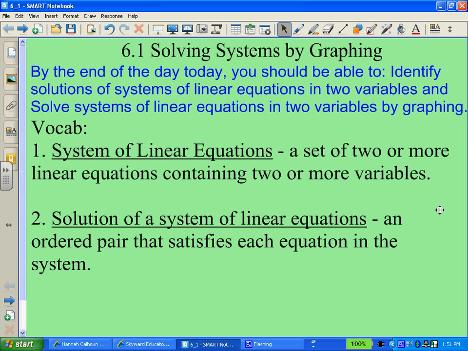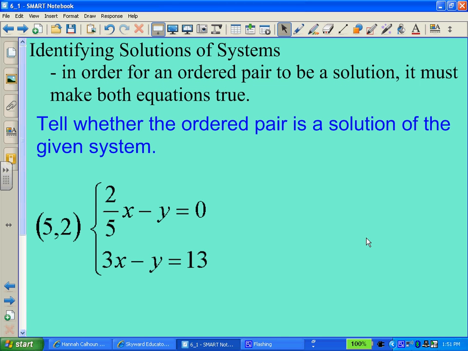So first of all, a system of linear equations is when you have 2 or more linear equations that have 2 or more variables. And then what we'll be looking for is the solution to the system of linear equations, and that's an ordered pair that makes both equations in the system true. So what we're going to start out with is just looking at solutions of systems. And in order to do this, we take an ordered pair and we plug it into the equations that we're given. And if it makes each equation true, then it is in fact a solution of the system.